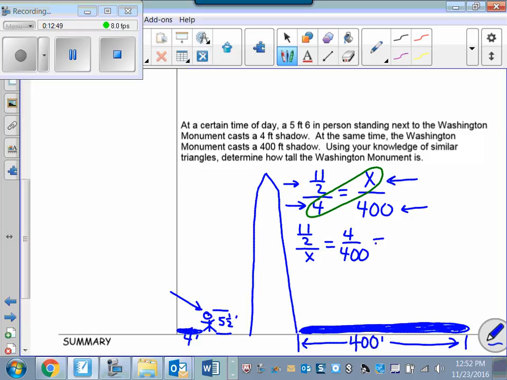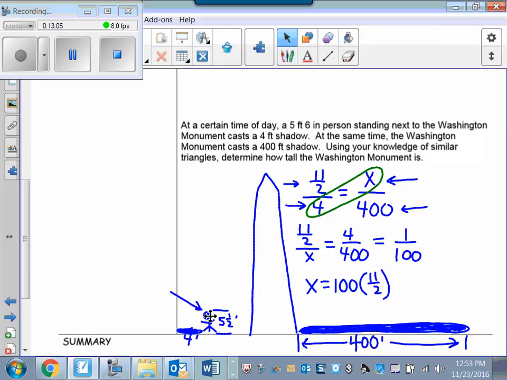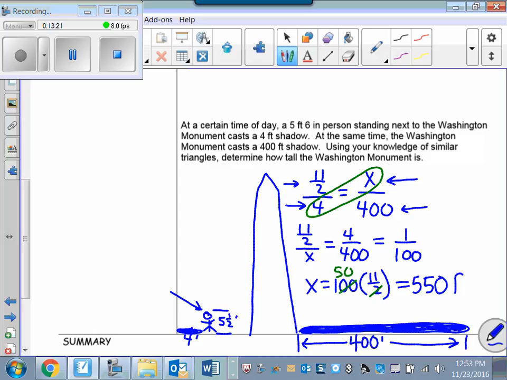And why do I like that? Because I can simplify 4/400ths, and that's going to give me 1 over 100. So then when I do my cross product, I'm going to get x equals 100 times 11/2. I'm going to simplify. That's going to be 50 times 11. So let's see, 50 times 10 is 500 plus 50, so that's going to be 550. I believe that's correct. 550 feet.